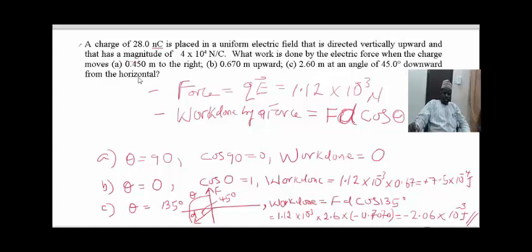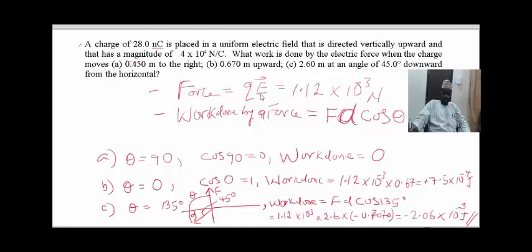Before we start evaluating the work done in the three options, we first try to identify the parameters in the question. We are given the charge, 28 nanocoulomb, and we are given an electric field. From the charge and electric field, we can evaluate the force acting on the charge due to the field E.